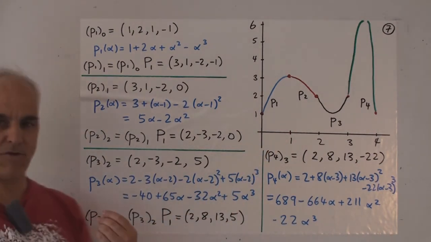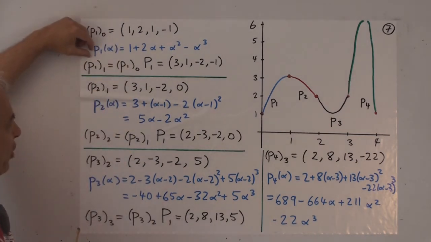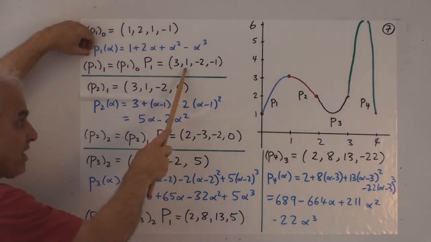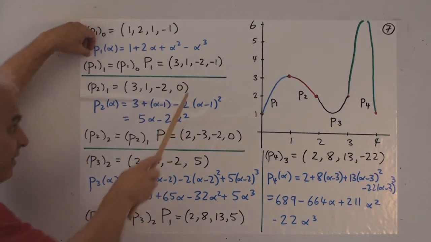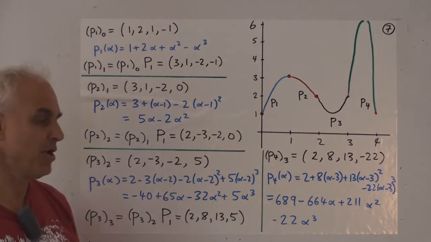And what does that mean, by the way? Well, it means that we can rewrite this polynomial in the following way. It's also equal to 3 plus 1 times (alpha minus 1) minus 2 times (alpha minus 1) squared minus 1 times (alpha minus 1) cubed. All right, so that's good.